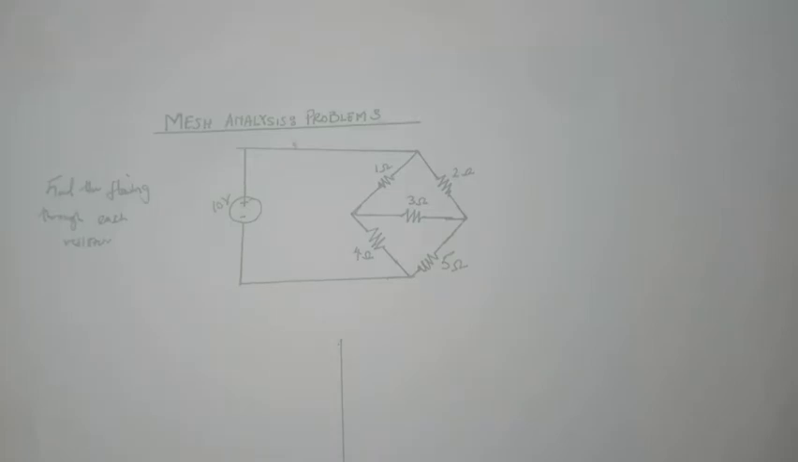Welcome to problem 3 video on mesh analysis. In this video, we'll be analyzing the Wheatstone bridge. You should be familiar with this circuit already. We have solved it twice using Kirchhoff's law and nodal analysis, and this time around we will be solving it using mesh analysis. Now, the goal in this video is to find the current flowing through each resistor, and we'll be doing that using mesh analysis.